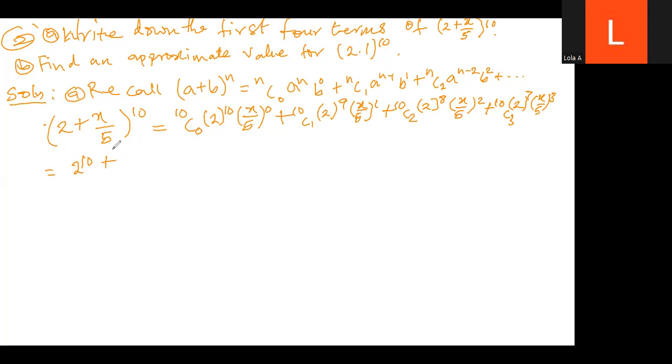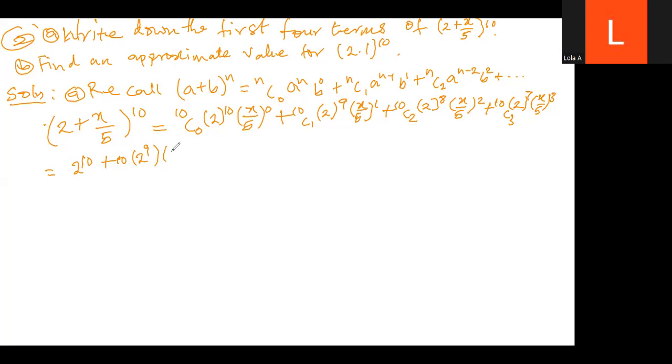10 combination 1 should be 10. Is that clear? So when you are doing this thing, you need to be sure. So you can press your calculator for the certainty of that. So you have 10 combination 1 to be 10 times 2 raised to the power of 9.